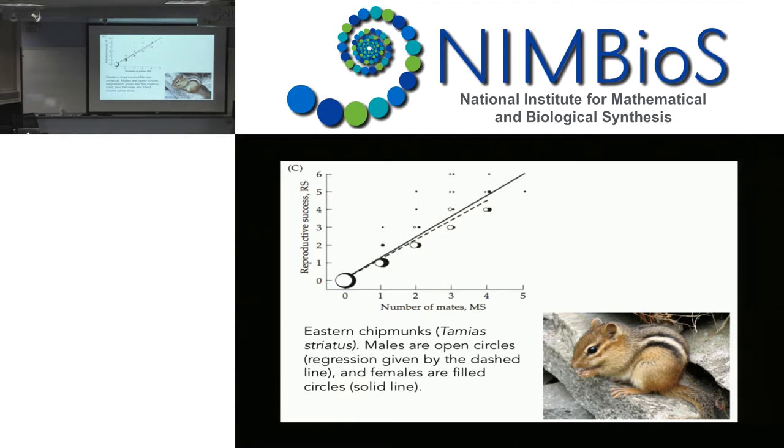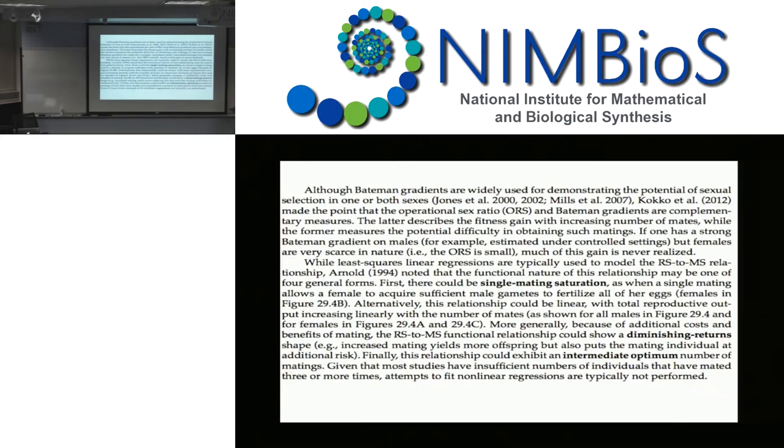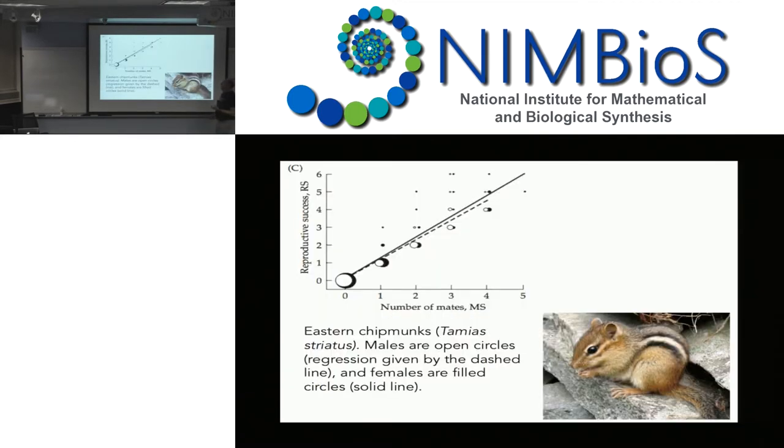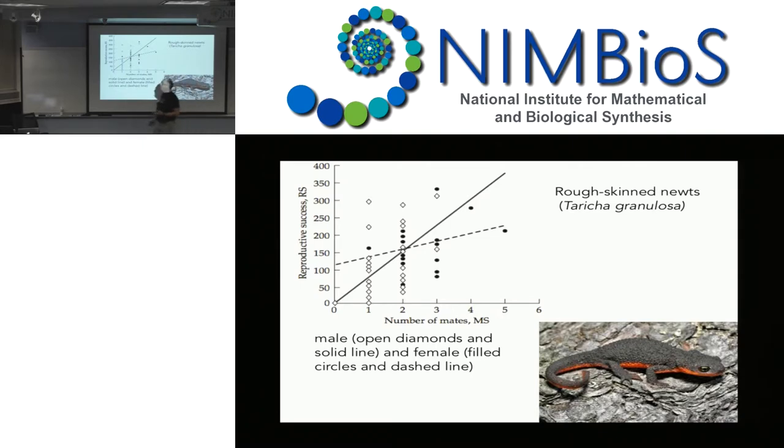Chipmunks are a different story. I think these are measured in Quebec, so they're French speaking. What you see here is males are the open circles, females are the solid circles. There's basically no difference. For both males and females, as you have more mates, you have more offspring. So those are examples of Bateman gradients which are out there.